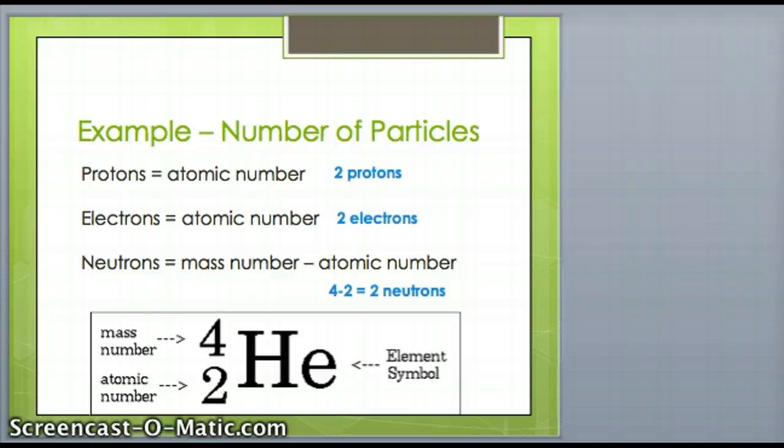So here we go. We look at helium again. Helium has 2 protons. We know that by looking at the atomic number. It has 2 electrons. We know that too because it's the same number as protons. And we know its mass number is 4. So now we're going to figure out the number of neutrons that one helium atom has. So all you do is 4 minus 2 equals 2. That's it. The mass number is 4, the atomic number is 2. Now we know how many neutrons it has: 2.